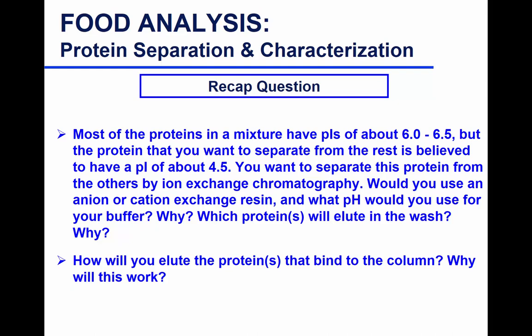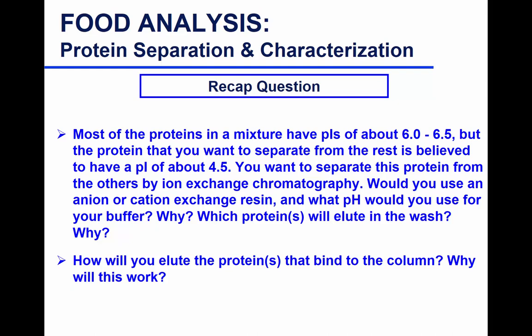So let's start with the first one. We have a protein of interest that has a PI of 4.5. It's in a mixture with two other proteins that have a PI between 6 and 6.5. From just looking at the PIs of these proteins, would you use an anion or a cation exchange? Anion. Okay. So I want this protein to be negatively charged. My chromatography column stationary phase will be positively charged. I don't want these. What would the pH of your buffer be to make sure that your protein is negatively charged, interacting with the column, but you don't care for these?